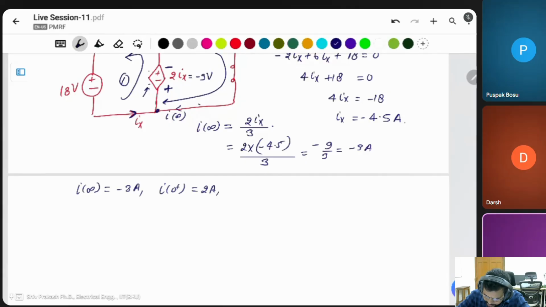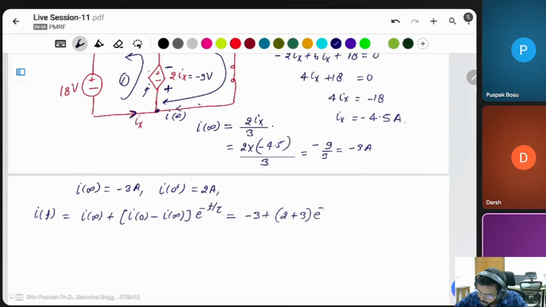Then what is the current equation? i(t) equals final current plus initial current minus final current, times e to the power of minus t by tau. The final current is minus 3 ampere, the initial current is 2 ampere, minus of minus 3, times e to the power of minus t by tau. This will be minus 3 plus 5 e to the power of minus t by tau.